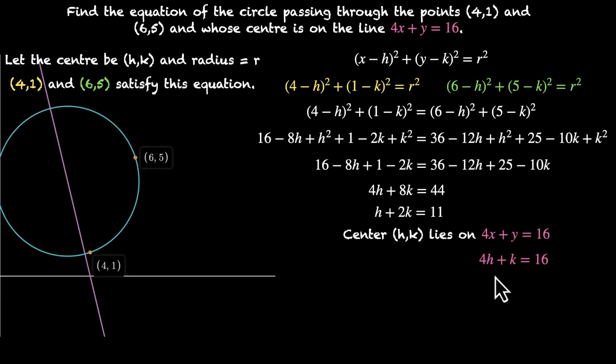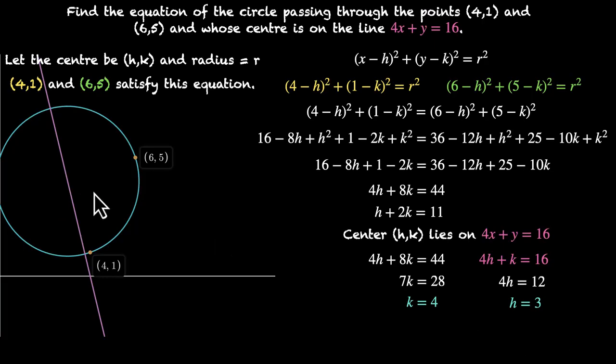Let's do that. This is 4h + k = 16. This is h + 2k = 11. Let's multiply this by 4: 4h + 8k = 44. And then let's subtract one from the other. We get 8 - 1, that's 7k, and 44 - 16, that's 28, which means k is equal to 4. Plugging k = 4 here, this gives 4h = 12, which means h is equal to 3. So h is 3, k is 4, which means our center is (3, 4). So we got the center.